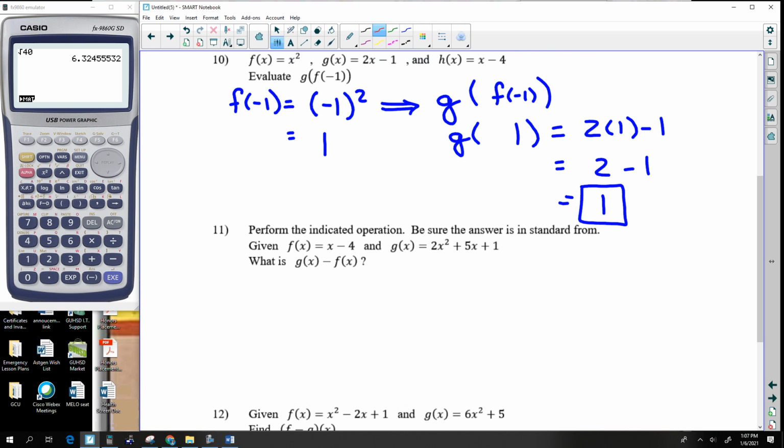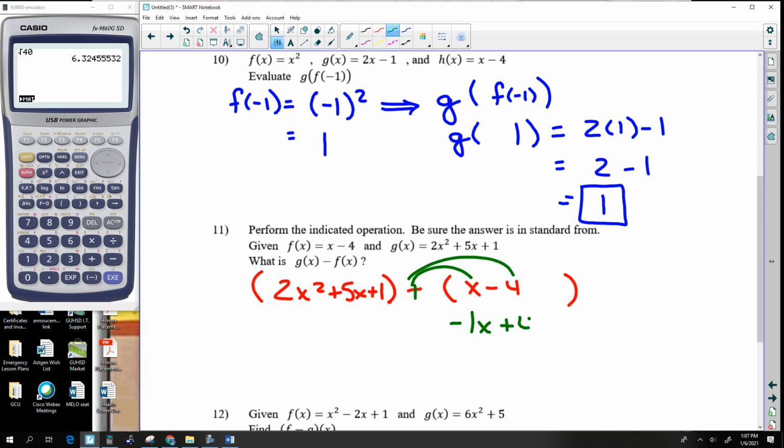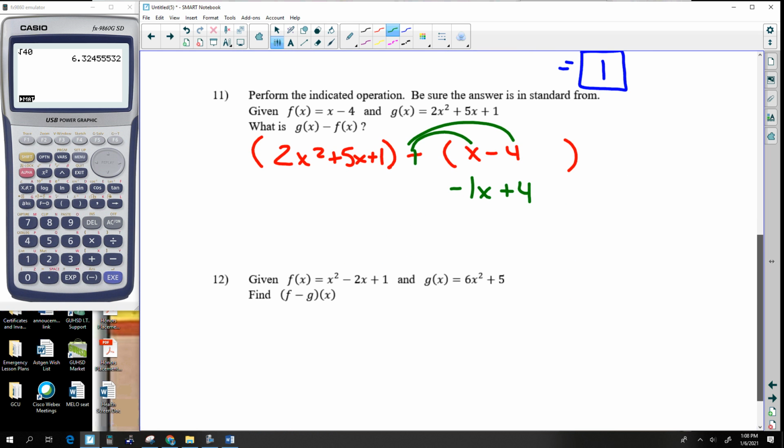Okay, here we have g minus f. Again, I encourage you to put those in their own unique parentheses. So g minus f. Okay, because this does have a minus, this does make it a little bit more tricky. And so this is going to be a negative x and a plus 4 over that. Okay, so that is that.